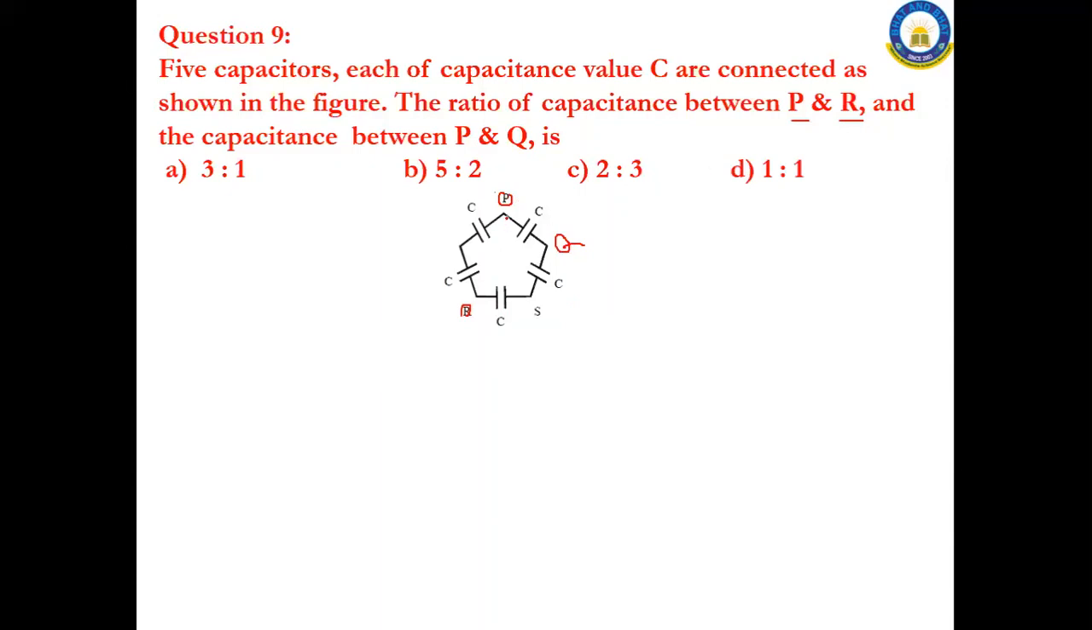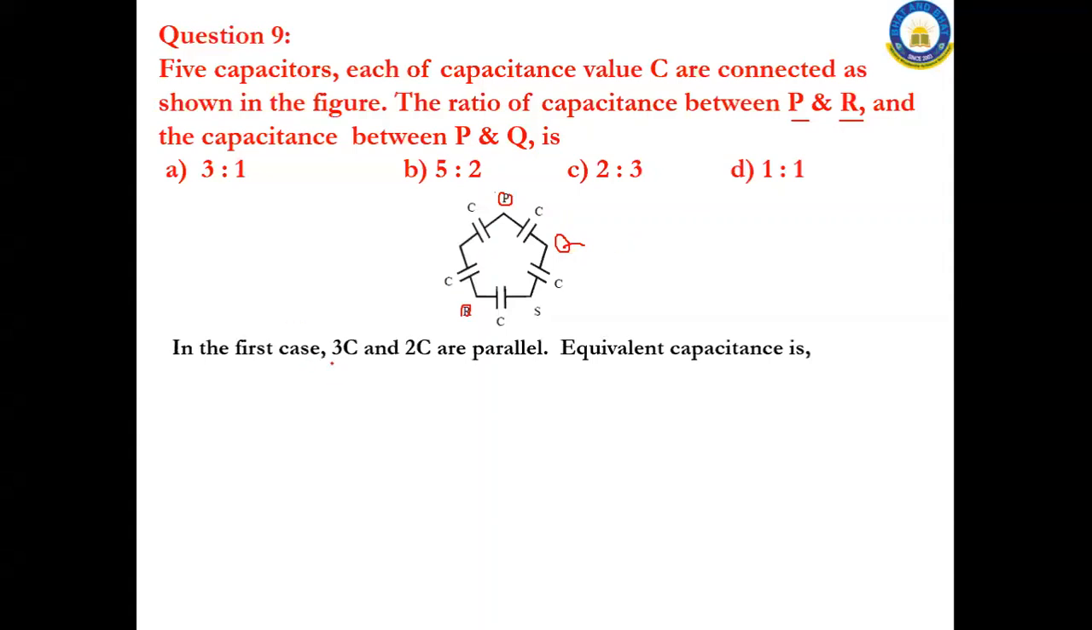First take the points P and R. So in between P and R you can see that 2 capacitors are in series on one side and 3 capacitors are in series on the other side. So quickly calculate the equivalent capacitance for this case. Then next for P and Q, you can see that 4 capacitors are in series on one side and 1 capacitor is there on the other side. So you'll see the solution steps.